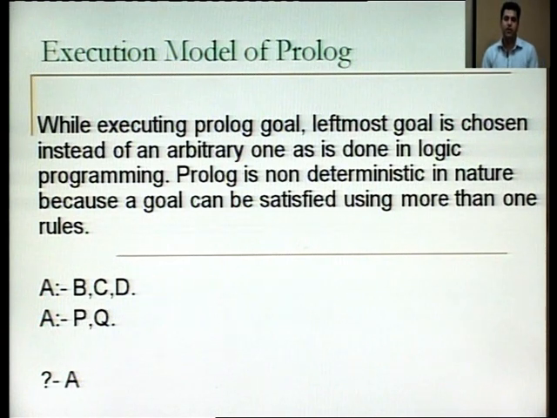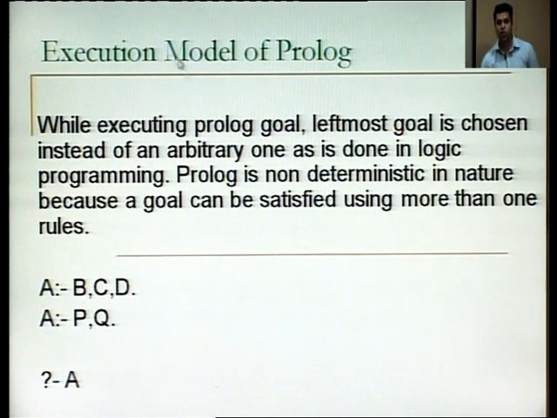Now, basically how does a Prolog interpreter or Prolog compiler execute your program? While executing a Prolog goal, the leftmost goal is chosen instead of an arbitrary one, as is done in logic programming. This is one of the differences between Prolog and logic programming. In logic programming, if there are a set of sub goals, you can satisfy any one, but as far as Prolog is concerned, the leftmost goal is always chosen for execution.